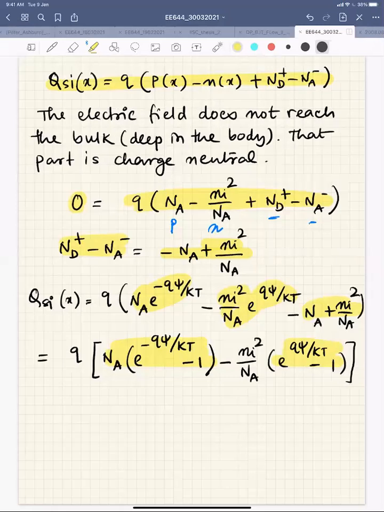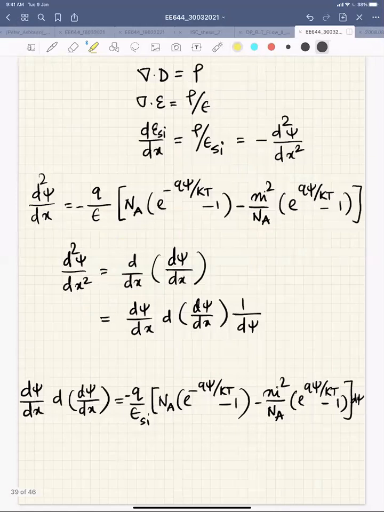Okay, so this is how the charge varies in the silicon. If I want to find the electric field or potential, we always start with the Gauss law. We know that del dot D equal to rho, and this is our Poisson's equation.